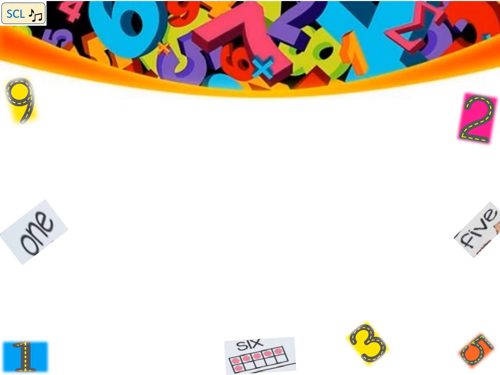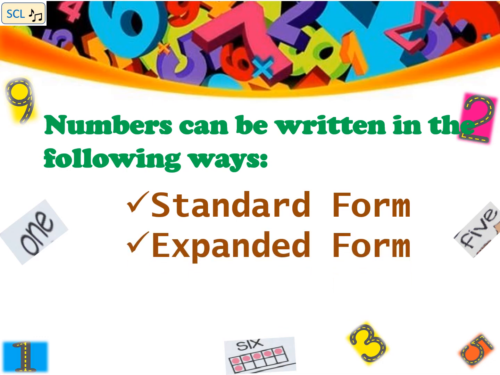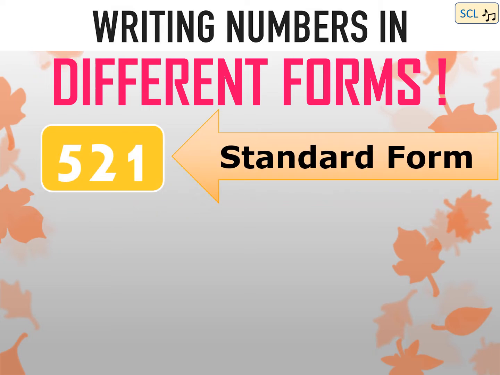We can write numbers in three ways. First is the standard form. Next is the expanded form and the word form. Let us see the different forms of writing numbers. The standard form. This is the most commonly accepted form of numbers as we see the numbers written naturally.